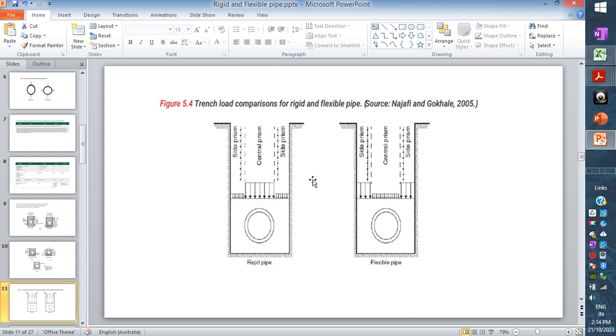Here is the load transferring mechanism. When the load comes, it creates a central prism and side prisms, and the significant load acts not on the sides but on the center prism, and it then distributes within the rigid pipe. Whereas with a flexible pipe, the side zone contributes more force around it rather than the central prism. That is because as soon as the load comes, it buckles a little bit, and that arching effect creates a lot of loading from the side.